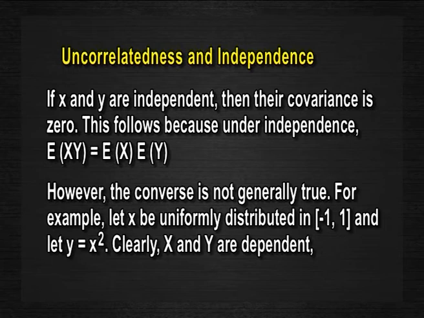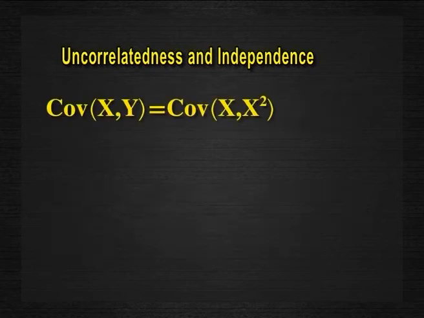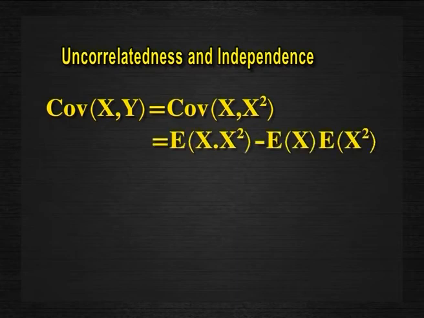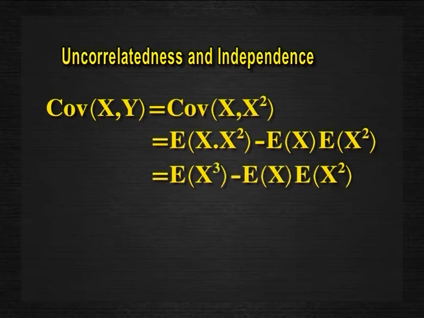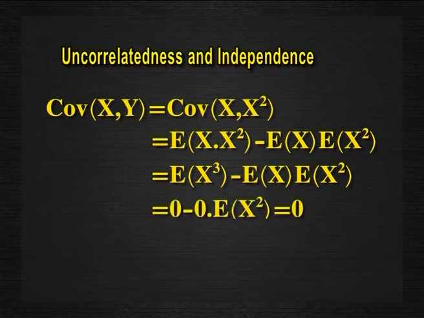For example, let X be uniformly distributed in -1 and 1 and let Y is equal to X square. Clearly, X and Y are dependent, but covariance of X, Y is equal to covariance of X and X square is equal to expectation of X into X square minus expectation of X into expectation of X square, which is equal to expectation of X cube minus expectation of X into expectation of X square is equal to 0 minus 0 into expectation of X square is equal to 0.